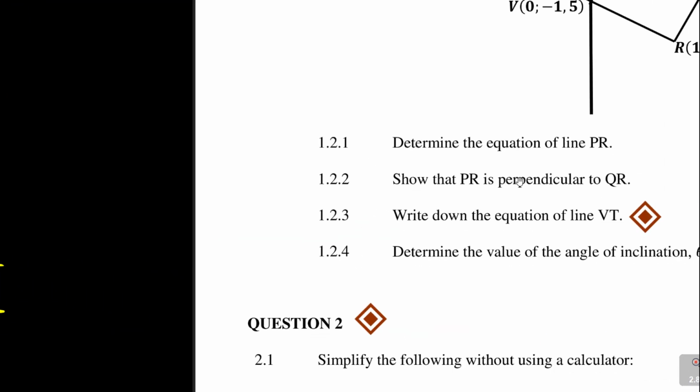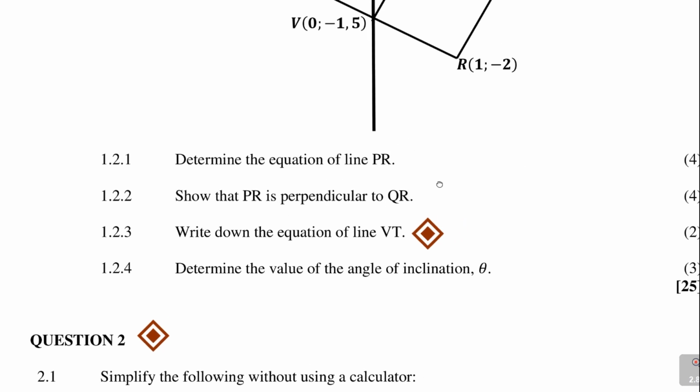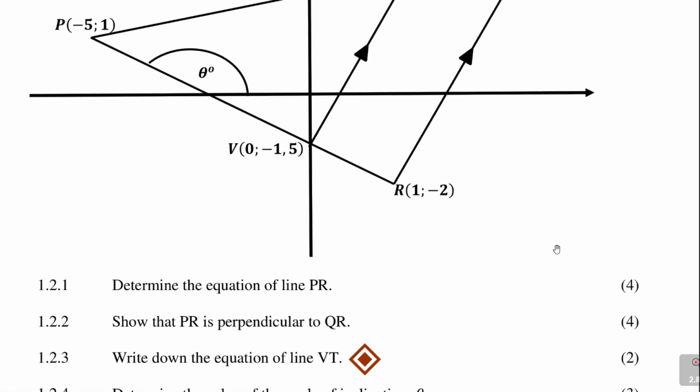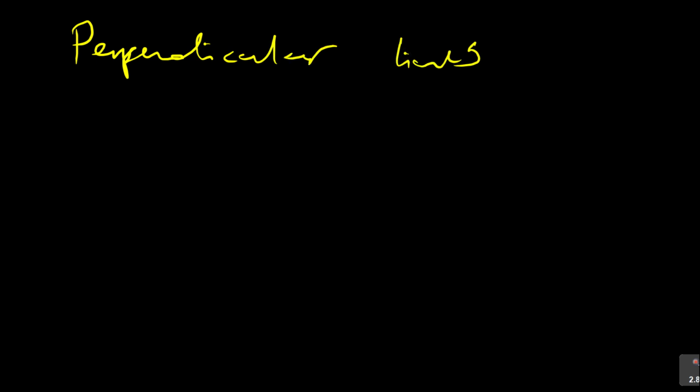That's saying determine the equation of the line PR, and then show that PR is perpendicular to QR. Let me do it on the other side. Show that PR is perpendicular to QR. Now let me talk about perpendicular lines. So if we're talking about perpendicular lines, there is a special thing that you need to know.